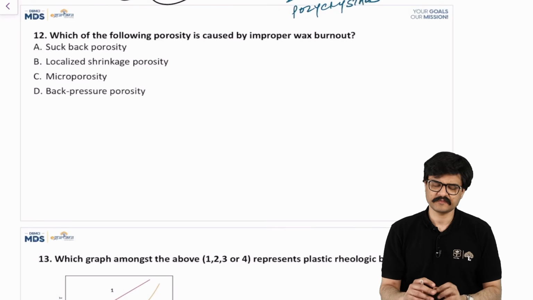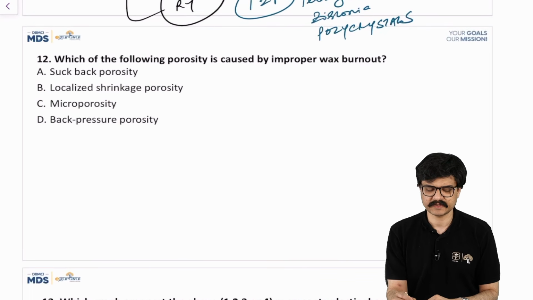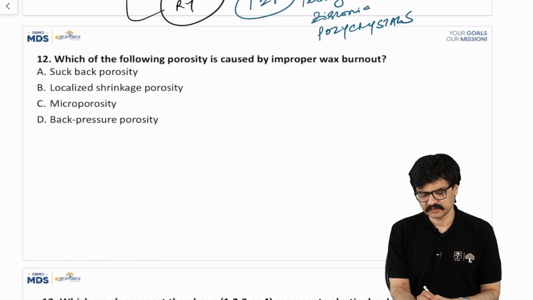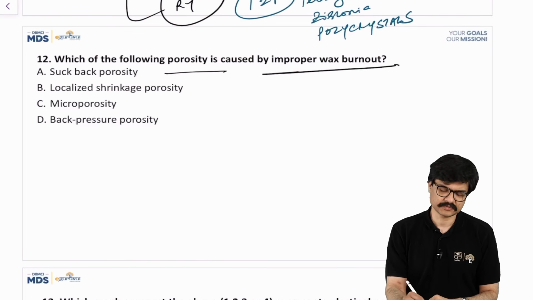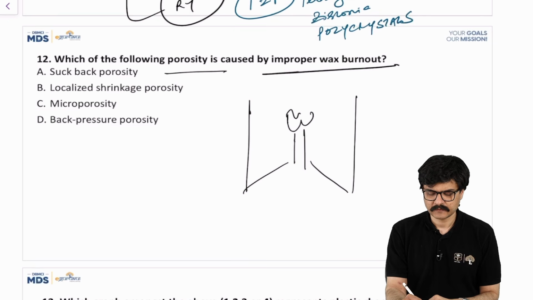Now the next question, friends, is from your casting investments and procedures, specifically the casting defects. The examiner has asked the type of porosity caused by improper wax burnout. So let's just put this in perspective. We have this crucible former base, the sprue, the wax pattern, and the end of the casting ring.